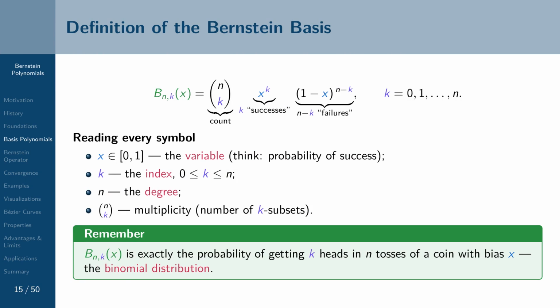Here is the central definition. The kth Bernstein basis polynomial of degree n, written b sub n comma k of x, equals n choose k times x to the power k times 1 minus x to the power n minus k. Read every symbol. x between 0 and 1 is the variable. Think of it as a probability of success. k between 0 and n is the index. n is the degree. And n choose k is the multiplicity. In fact, this is exactly the probability of getting k heads in n tosses of a coin with bias x, the binomial distribution. Hold on to that probabilistic reading. It explains everything that follows.